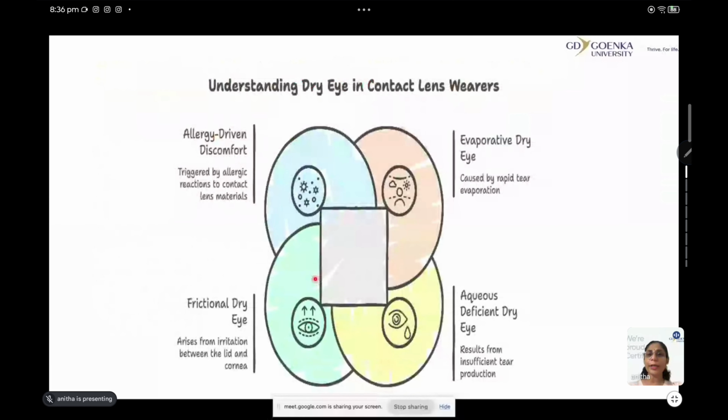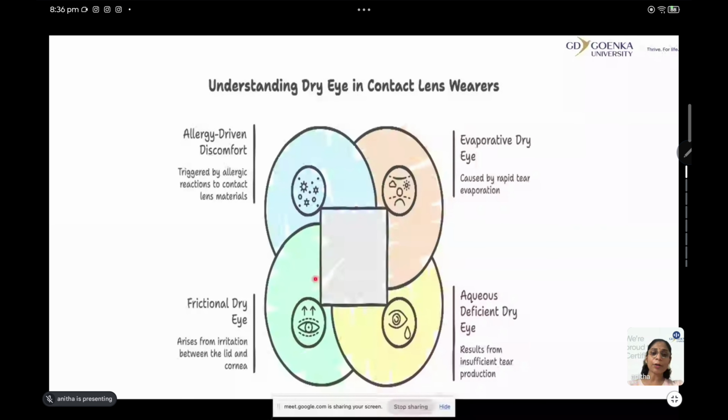If you have to understand dry eye in contact lens wearers, there is evaporative dry eye because of rapid tear evaporation, which is the most frequent cause. Aqueous deficient dry eye results from insufficient tear production. Here, it is very direct, because there is less aqueous production, there is less volume of tears. So you need to aggressively manage this by giving artificial tears to increase the volume of tears, and if it's a contact lens wearer, something that is compatible with contact lens wear. I'm going to talk about it in the coming slides.